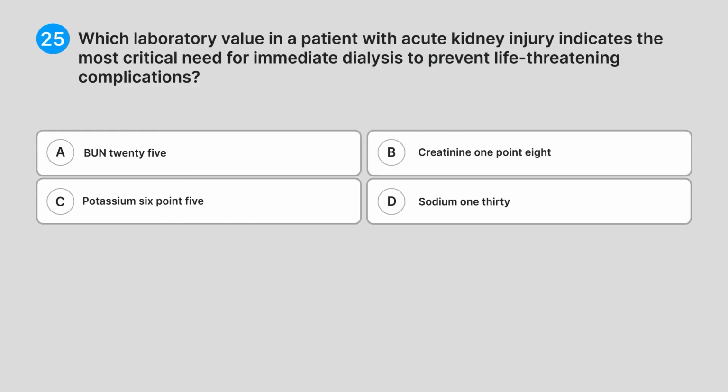25. Which laboratory value in a patient with acute kidney injury indicates the most critical need for immediate dialysis to prevent life-threatening complications? A. BUN 25. B. Creatinine 1.8. C. Potassium 6.5. D. Sodium 130.